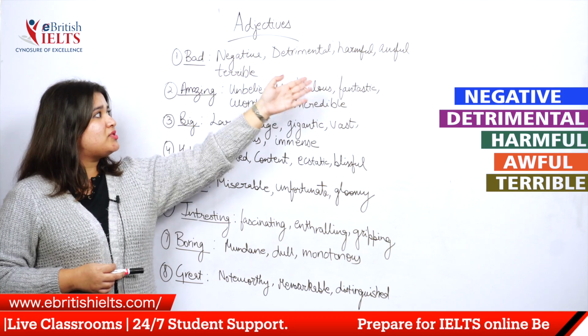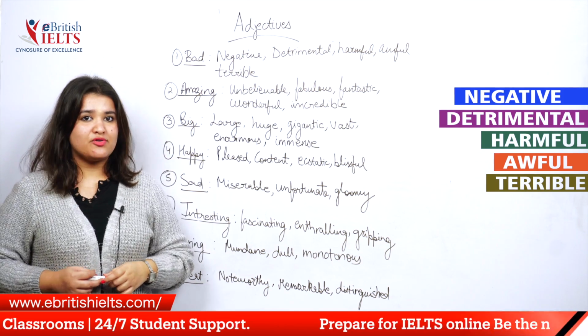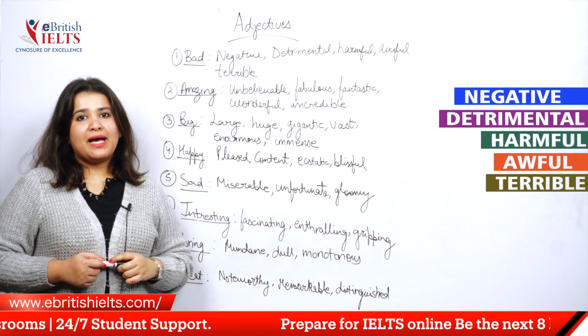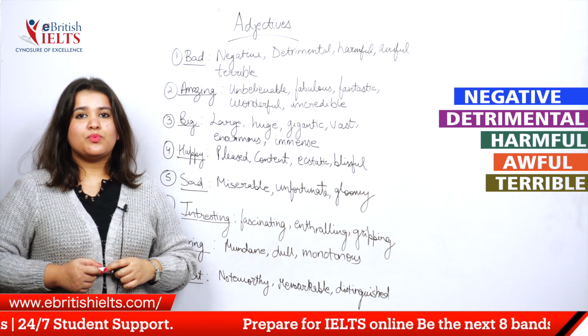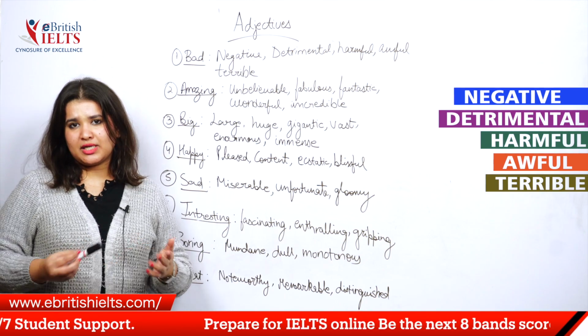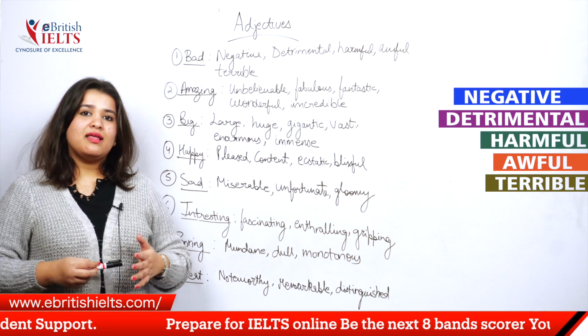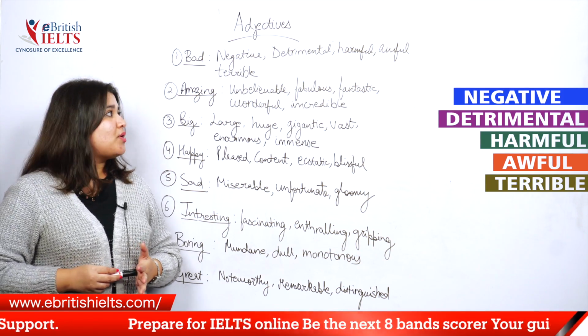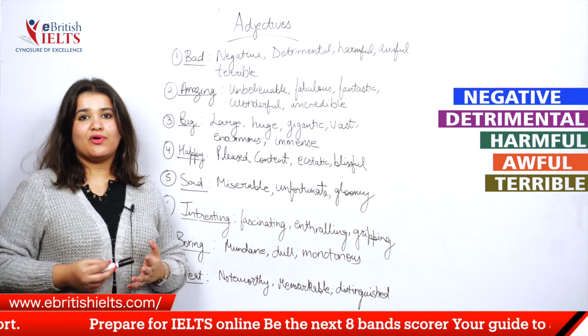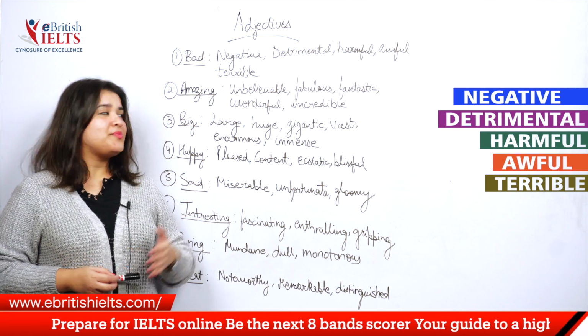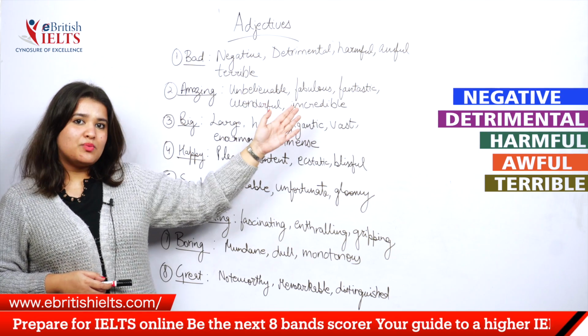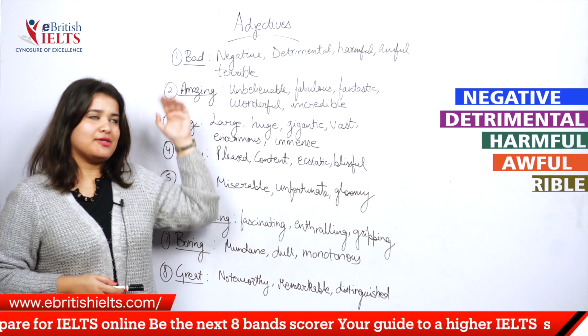Similarly, you can use the word awful and terrible as well instead of bad. For example, my performance in my exams was very bad. So here in place of bad, you can always say the performance in my exam was very awful or was very terrible. So you can always try to use better words instead of the basic bad here.